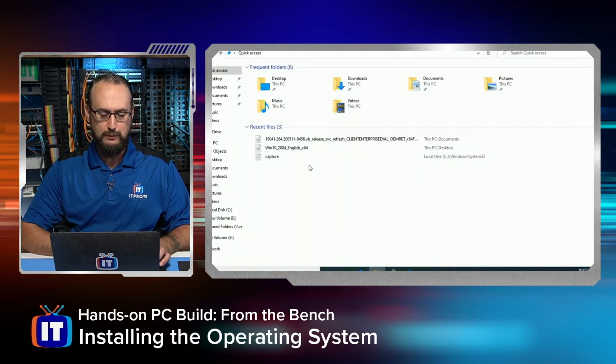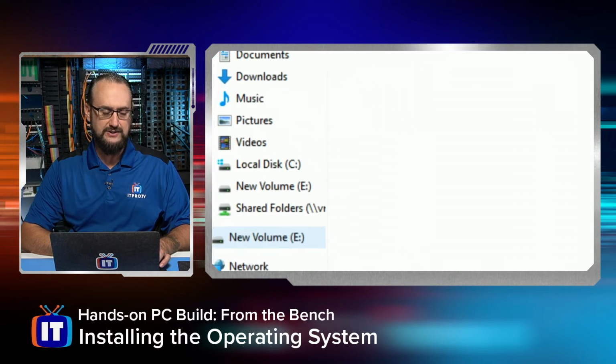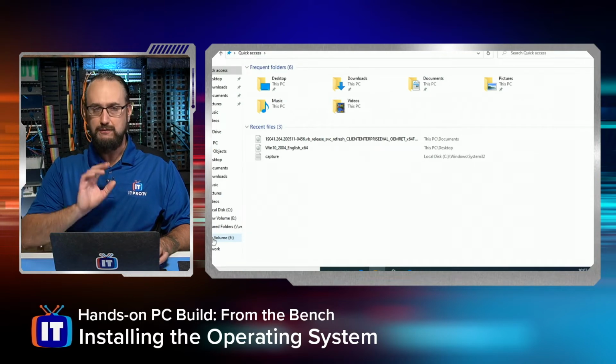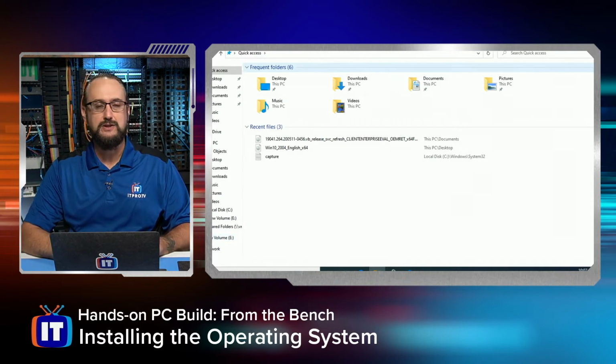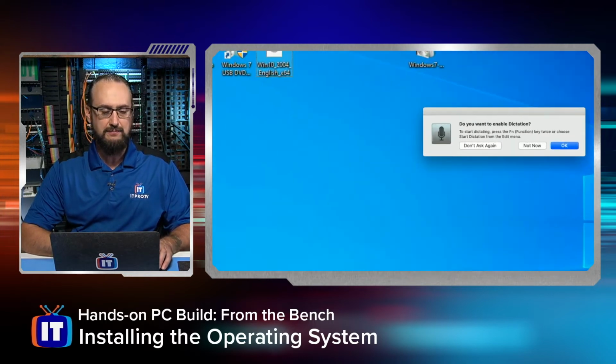If I open up File Explorer, you'll see that I do have a new volume here. This is over here on the left-hand side, you can see New Volume E. That is the thumb drive. Now, I will tell you, be careful with this, because when you go to format this with a USB DVD download tool, it is going to erase everything off of that drive. So don't use a thumb drive that you potentially have something on it.